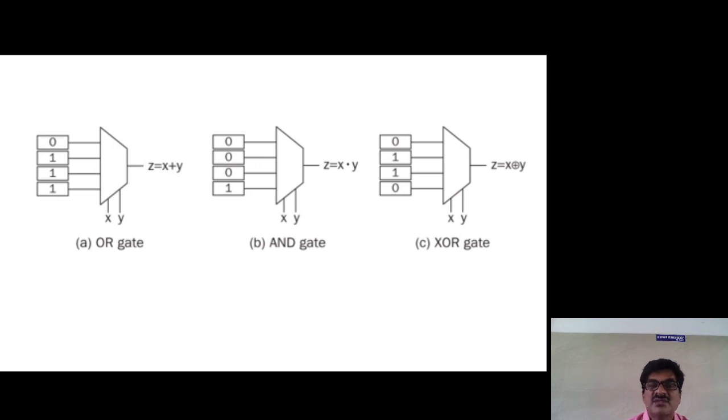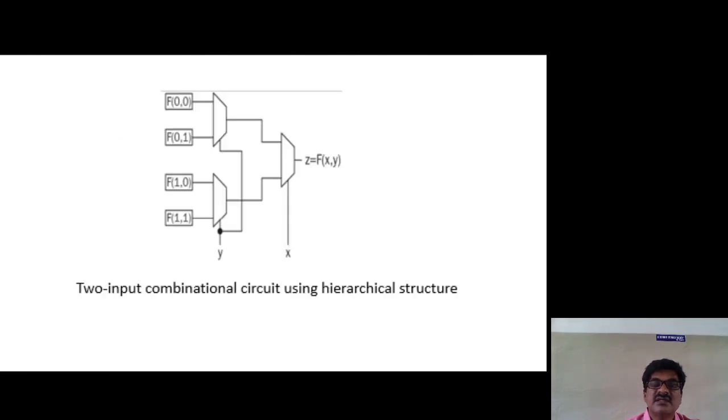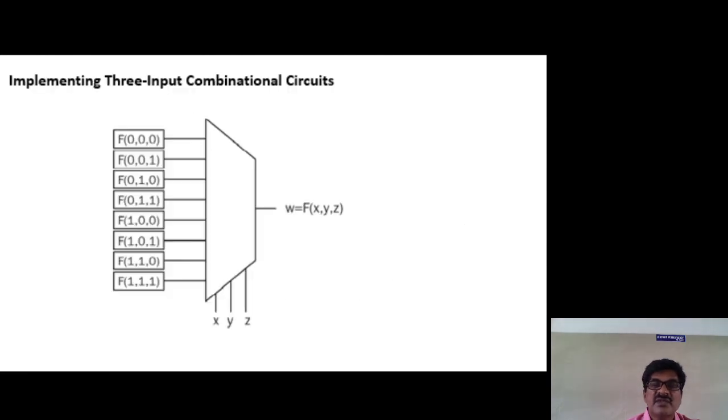Similarly, if the data in the flip-flops is 0, 1, 1, 1, it shows OR gate action. If the data is 0, 0, 0, 1, it shows AND gate action. If the data is 0, 1, 1, 0, it shows the XOR gate operation. Like that, based on the data stored in the flip-flops, the realization depends. Like that the lookup tables can be realized.